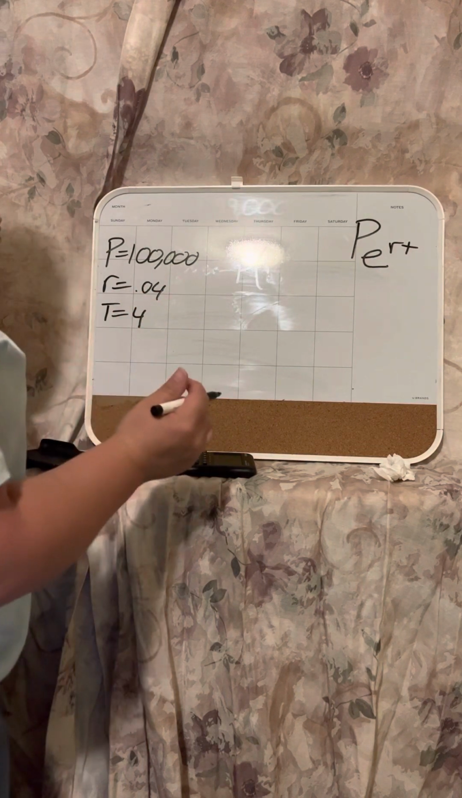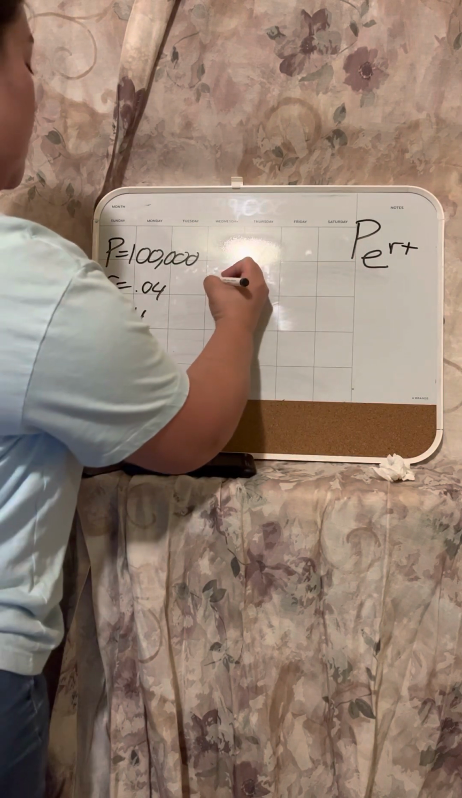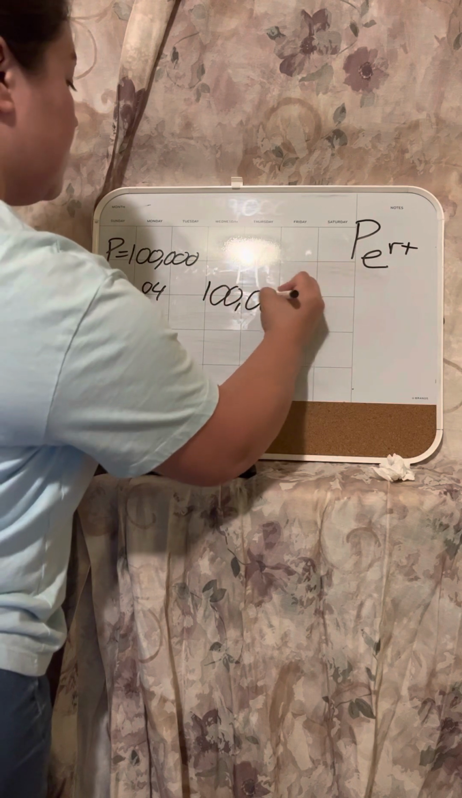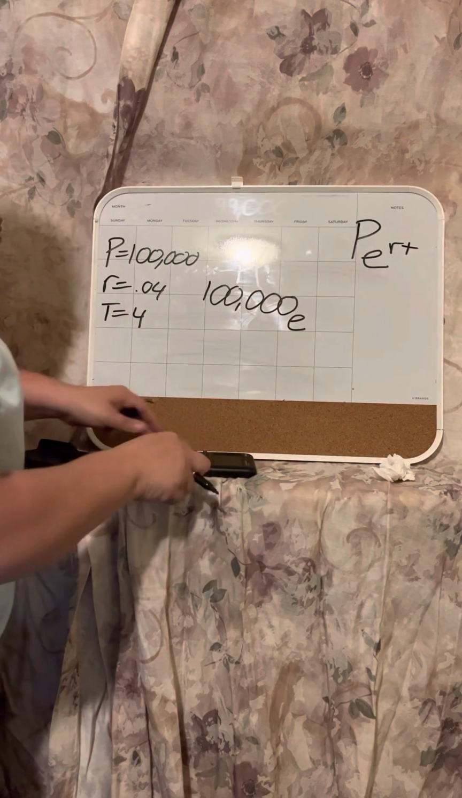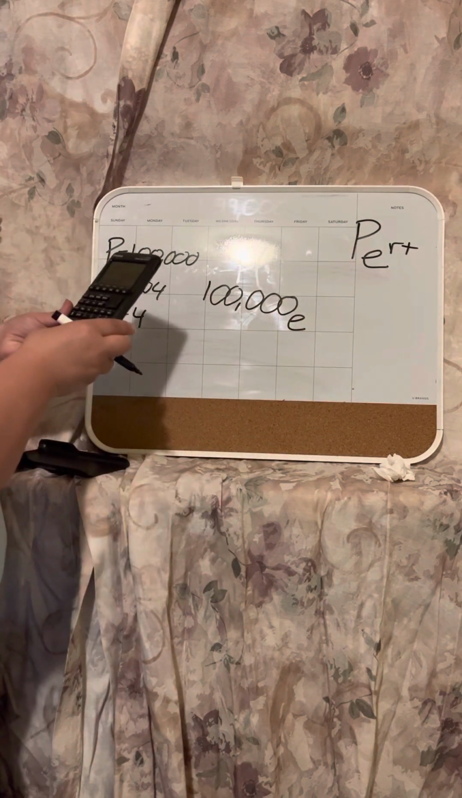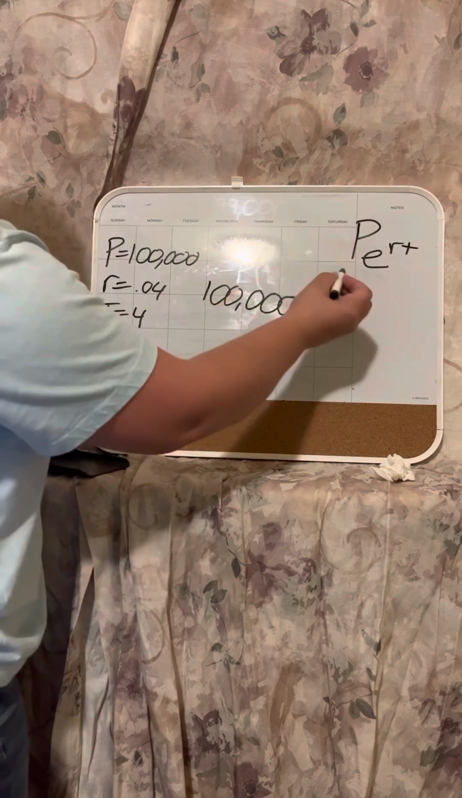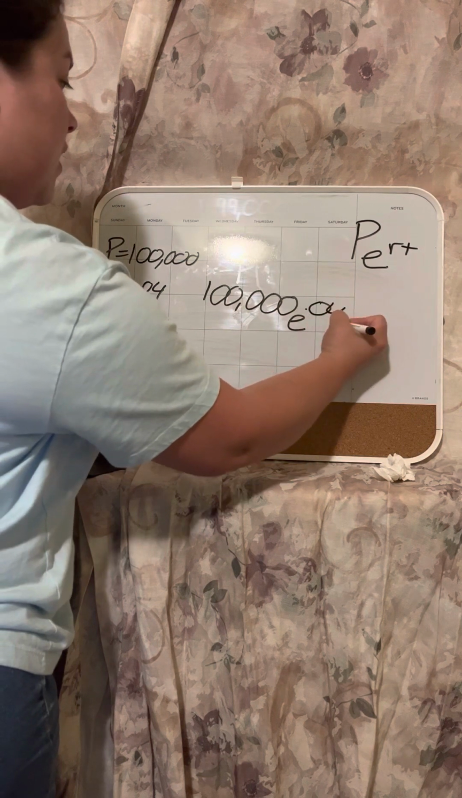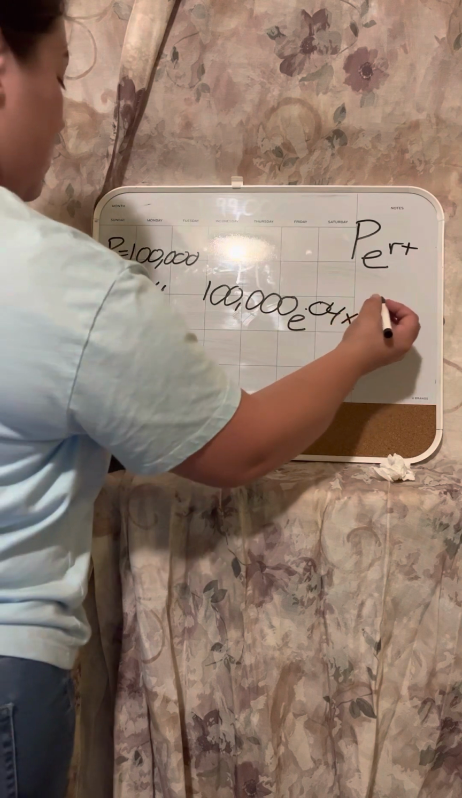So this one's a lot more simple. We're gonna plug everything into this formula. So we're gonna have 100,000, e, which is Euler's number. And when I plug that in, it already gives me an option to raise it to something. And then we're gonna plug in the rate, 0.04, and we're gonna times that by time, which is 4.